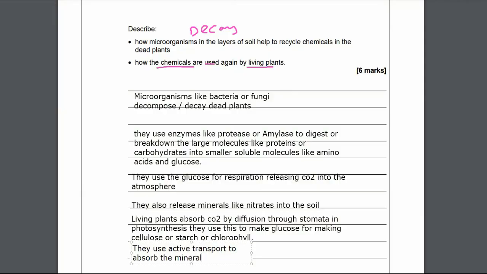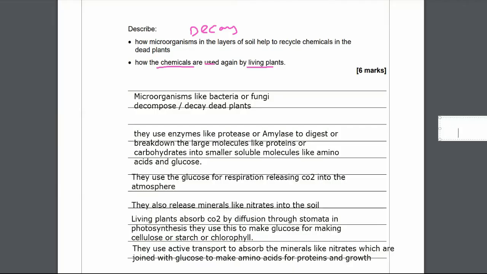Now, plants in their roots use active transport to absorb minerals. Okay, active transport is a process which involves the use of energy from aerobic respiration. And essentially, nitrates are just an example of one of the minerals they can absorb, and they can join those with amino acids to make proteins for growth and repair. And so this would definitely get us 6 marks. Just add in here that magnesium is needed for chlorophyll. You could talk about phosphorus or phosphates used for DNA and things like that. There are lots of different minerals that plants need. Okay, so there we go.